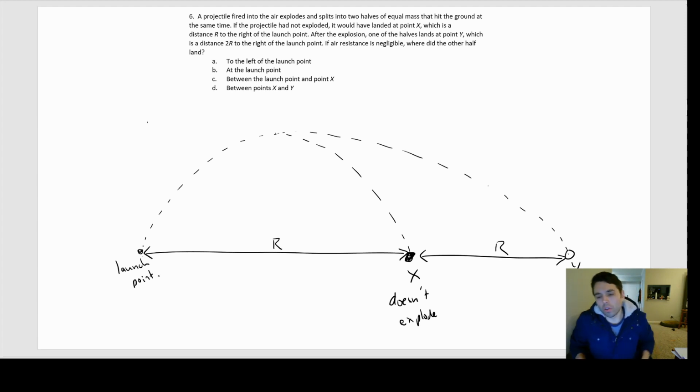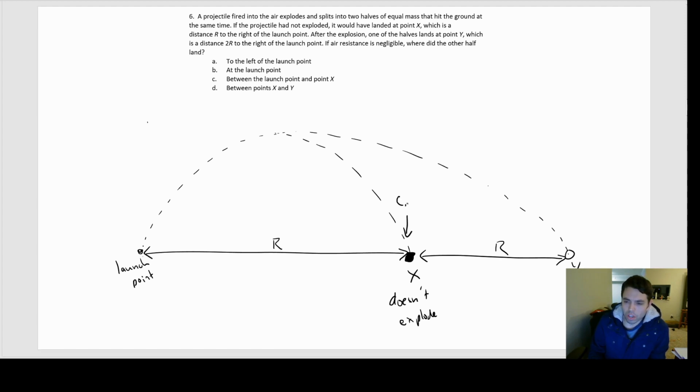I want you guys to think about this for a minute. The key here is recognizing that when the object does not explode, it lands here. That means, where is the center of mass? The center of mass is flying through the air. Whatever this projectile is, let's say it's a rock, it doesn't matter what it is, the center of mass of the rock system is in the center of the rock. So the center of mass has to be here at point X.